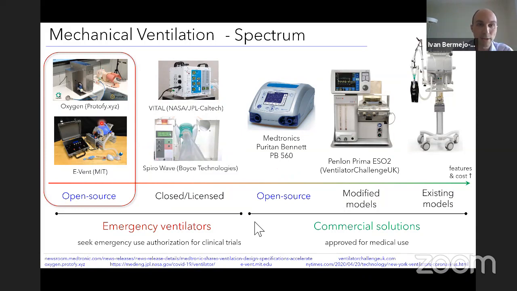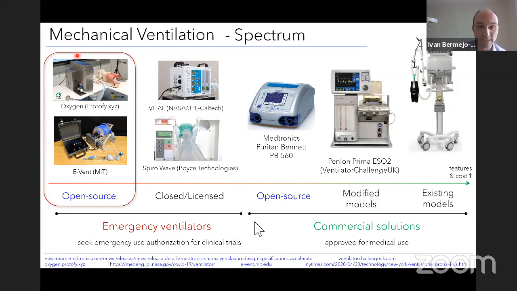And then there is a bridge in between fully open source and commercial solutions that I describe here as closed or licensed emergency ventilators. For example, the Vital one by NASA that came out last Friday, I believe, or last Thursday, or the Spiderwave by Boyce Technologies that is a spin-off of the Event project by MIT. So these are somewhere in between. The ones that I'm going to focus on today are the fully open source ventilators that can be found online.